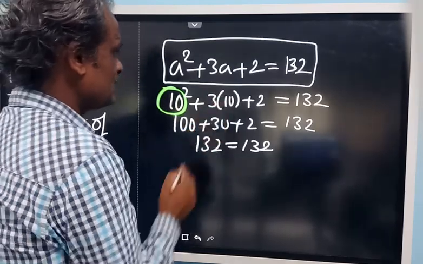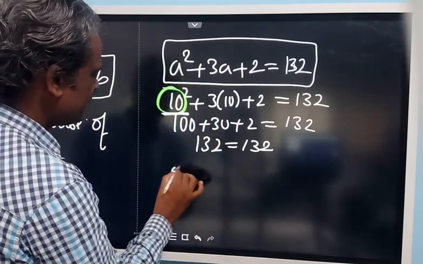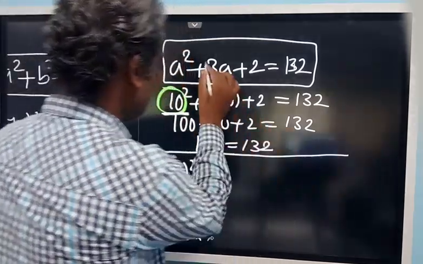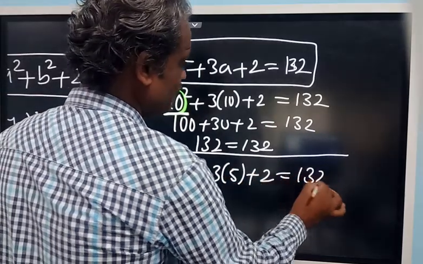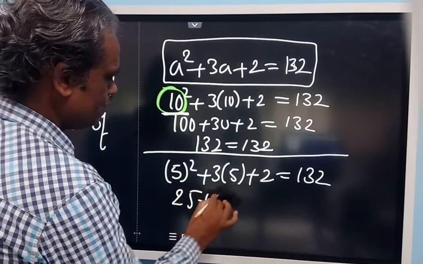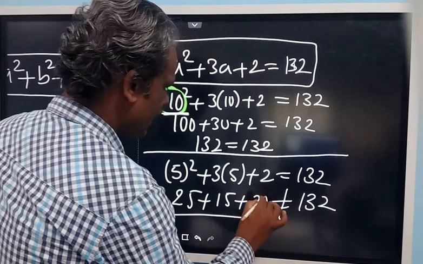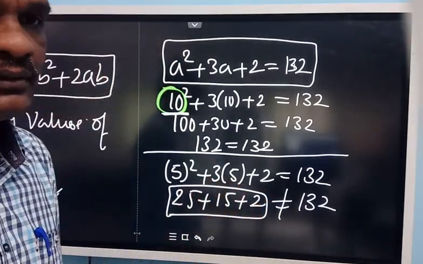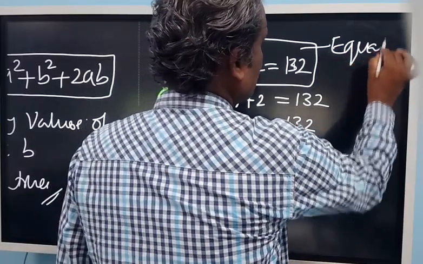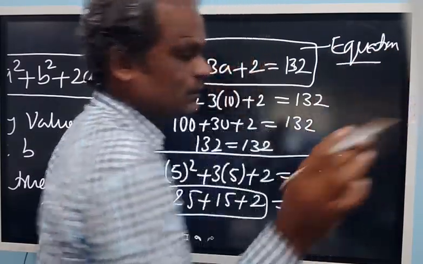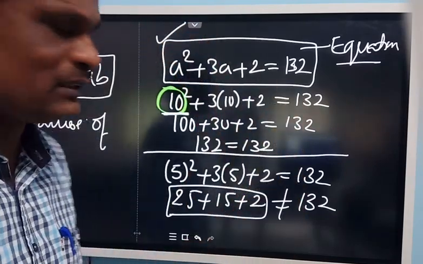But suppose instead of 10, I take 5, what happens? Check it: 5 square plus 3 into 5 plus 2 should be equal to 132. 25 plus 15 plus 2. Add these three numbers, it is not equal to 132. That is why this is called an equation. Equations are true only for a few values, not for all the values.